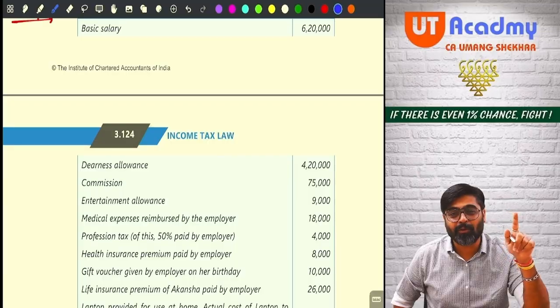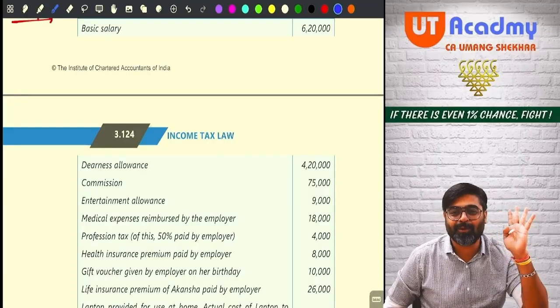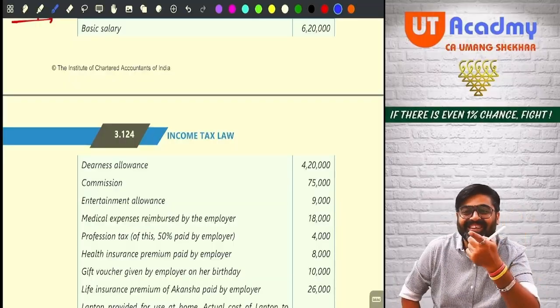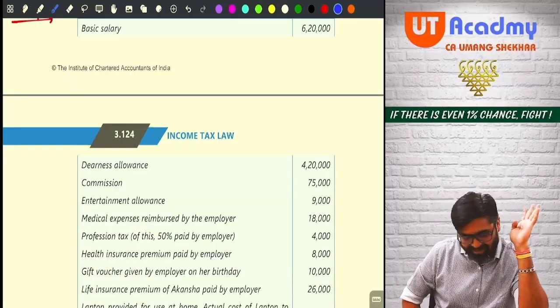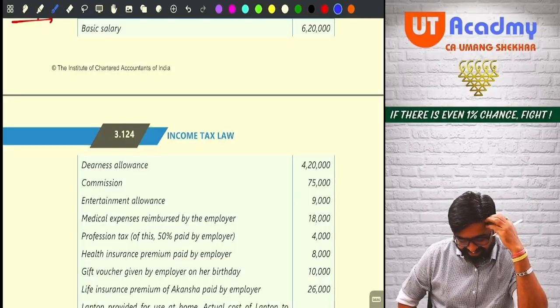My God. She is richer than me. This time she is not going to get anything from me in Raksha Bandhan. 100% I'm not going to give her anything because she is richer as compared to me. Oh my God.